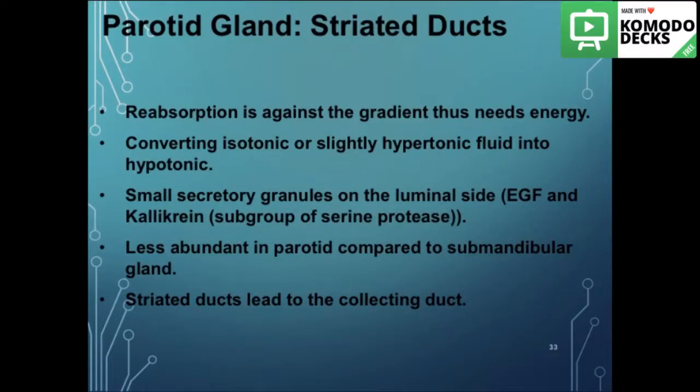The epidermal growth factor and the protein called kallikrein are characteristic of these cells. As we said, these are active cells with more organelles and more granules than the previous intercalated ducts. These ducts are less abundant in the parotid compared to the submandibular gland, and they lead to the next collecting duct, which we'll talk about later.